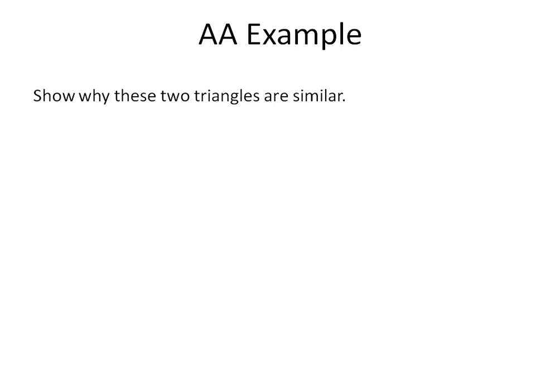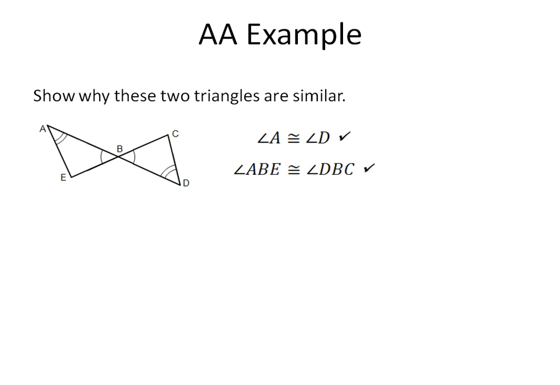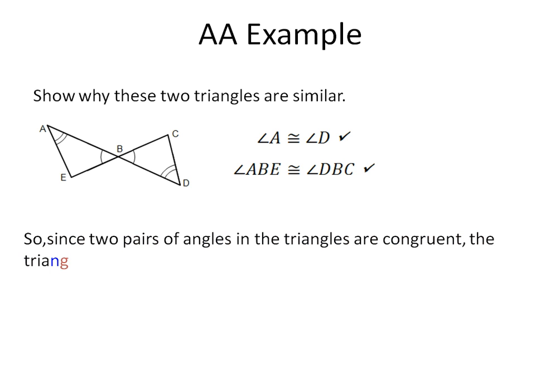So let's see what this means. Okay, for angle-angle, they want us to show why these two triangles are similar. You know that angle A is congruent to angle D, and angle EBA is congruent to angle DBC. Angle A is congruent to angle D because they were marked that way. Angle ABE is congruent to angle DBC for the same reason. They're marked that way, but more importantly, they are vertical angles, which forces them to be the same. So since two pairs of angles in the triangles are congruent, the triangles are similar by AA, which is another way to say angle-angle.